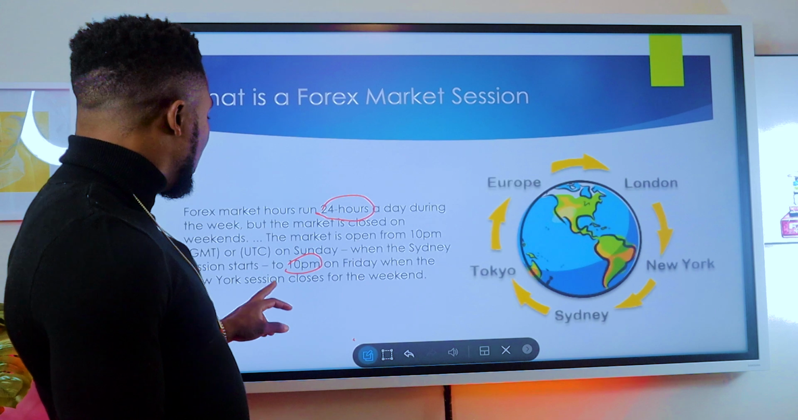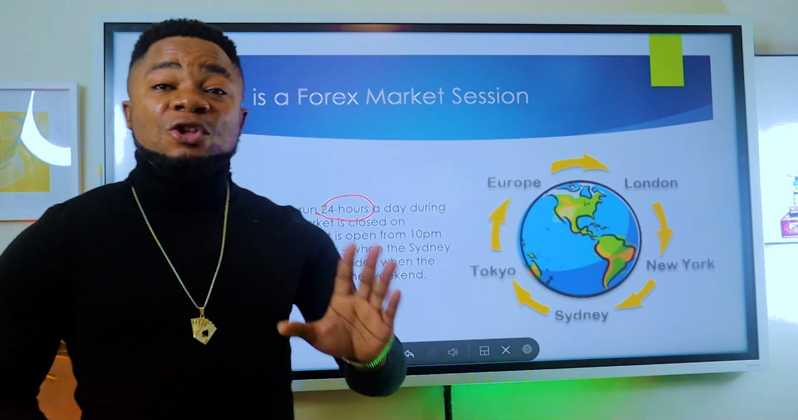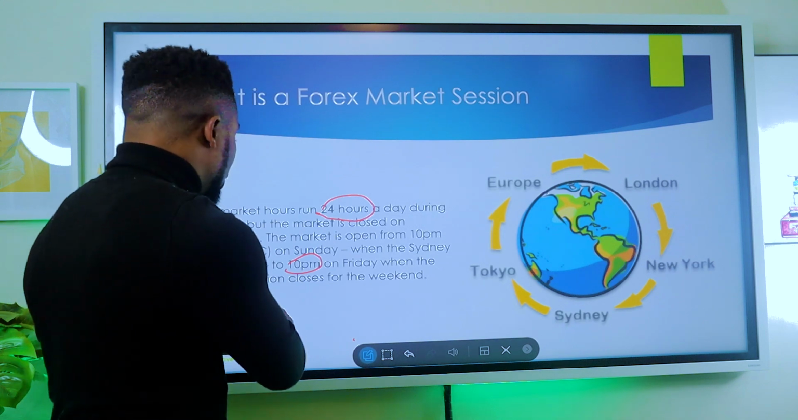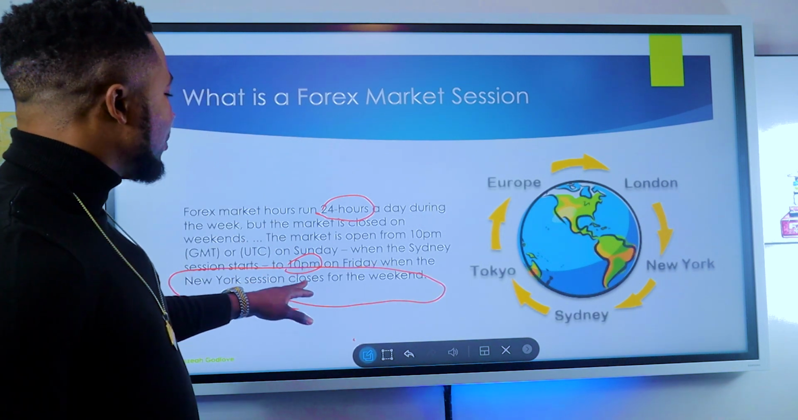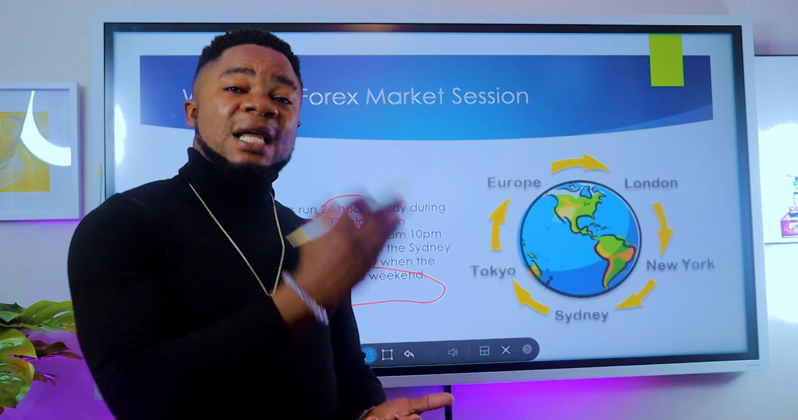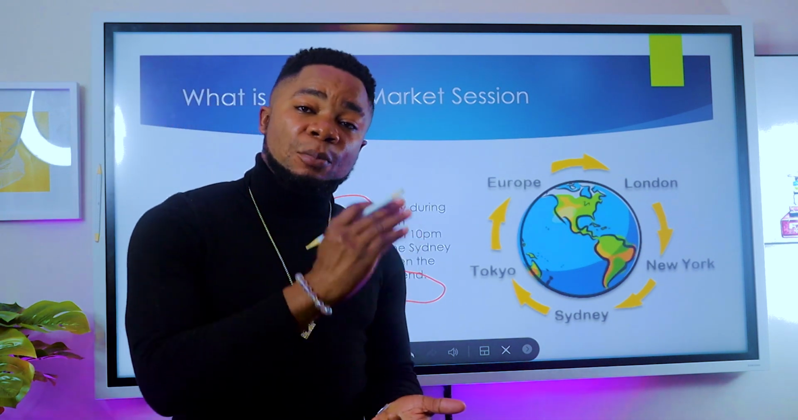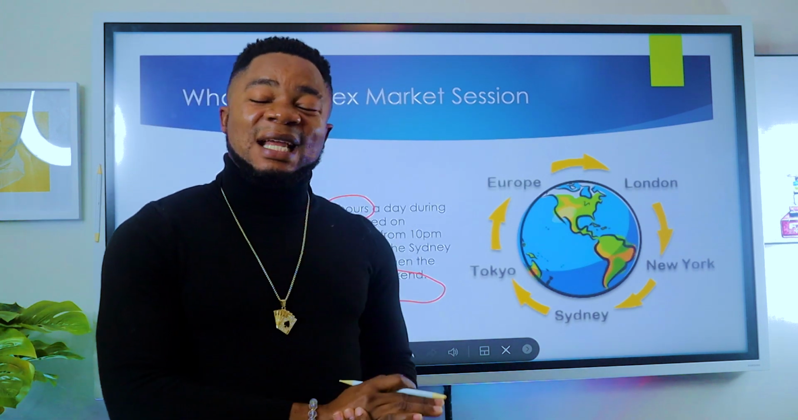On Friday, it closes at 10 p.m. when the New York session closes. So on Friday, it also closes at 10 p.m. when the New York session is closed. So you see, it opens at 10 p.m. on Sunday, and it closes at 10 p.m.